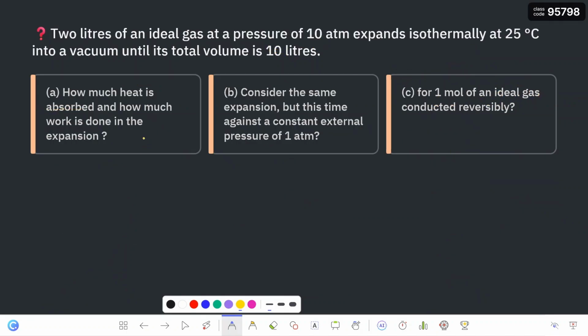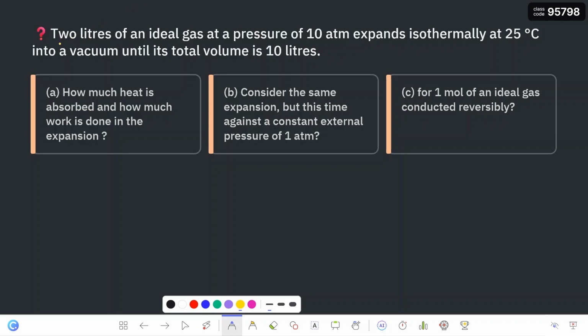Here they have asked: 2 liters of an ideal gas at a pressure of 10 atmosphere expands isothermally at 25 degrees Celsius into a vacuum until its total volume is 10 liter. So what I will tell you is, if you are getting some problem, first you have to note down whatever values are given. Then you can easily calculate what they have asked. So this is an easy way. You should do this. Okay.